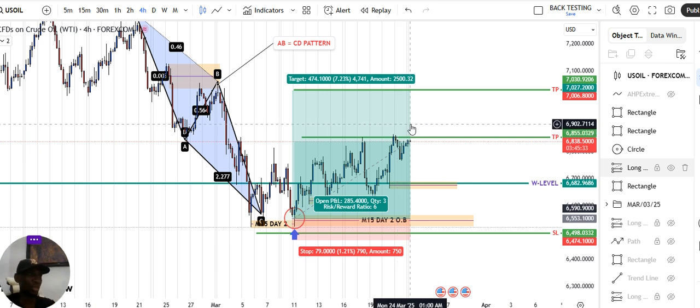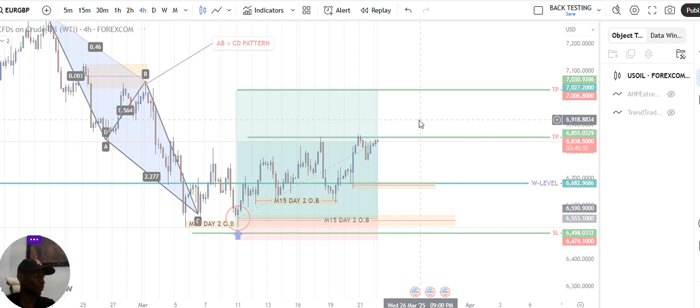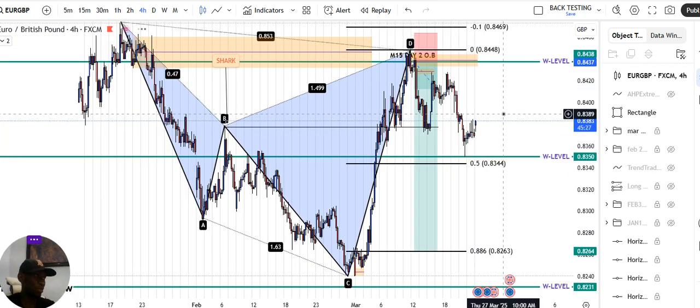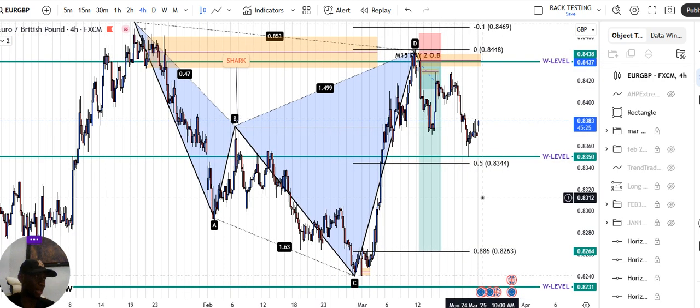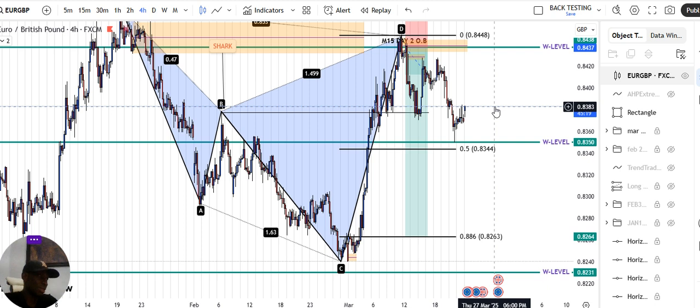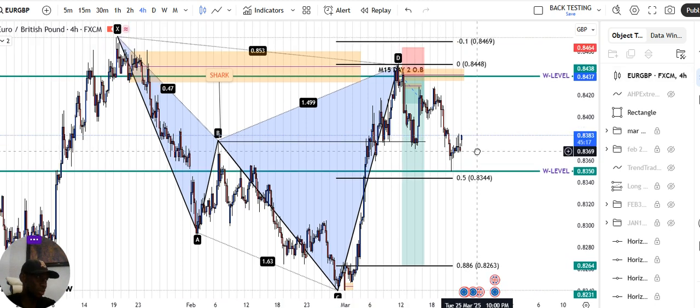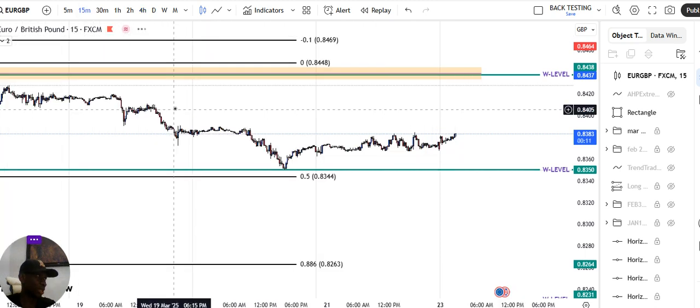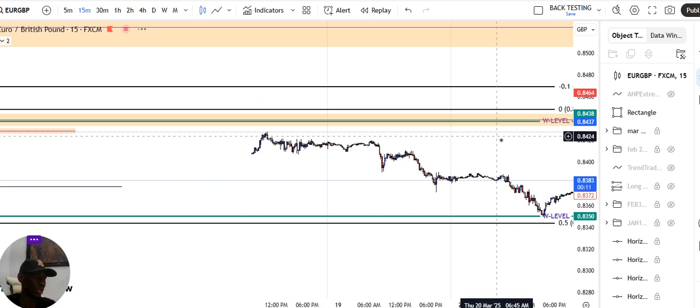Okay, yeah. So now Euro GDP. We have this trading opportunity on Euro GDP before the market closed last week. This is a shark pattern, and it's valid. Of course, we have checked the whole levels, everything is valid for this trade. But what I'm looking at here on the 15 minutes time frame is what price does.